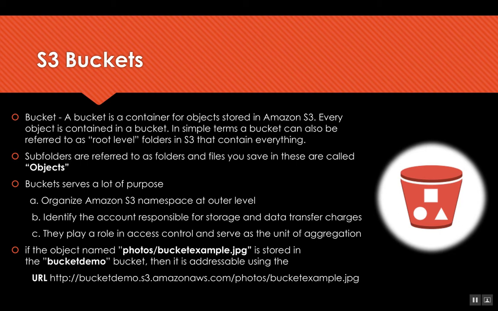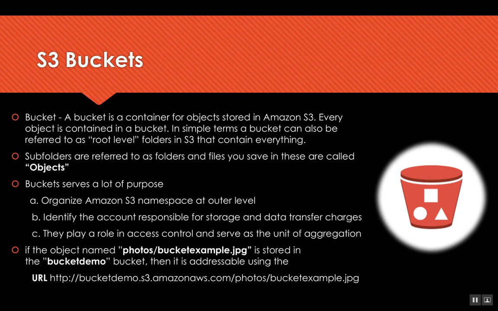Now, what is an S3 bucket? A bucket is nothing but a container of objects stored in Amazon S3. Every object is contained in a bucket. In simple terms, a bucket can also be referred to as the root level folder in S3 that contains everything. You can either put the object directly in your root level bucket, or you can create a subfolder inside your root folder, that is your bucket, and put your objects in that.